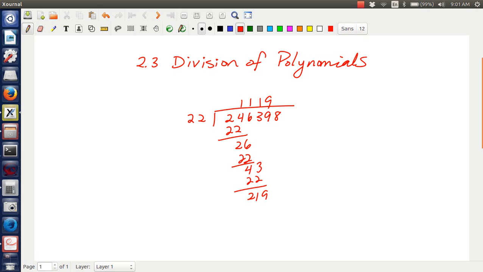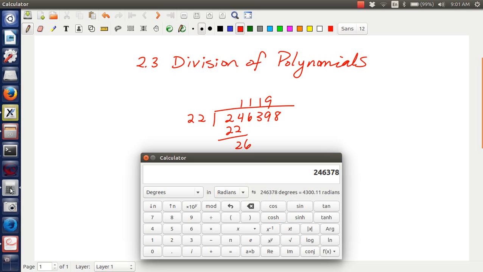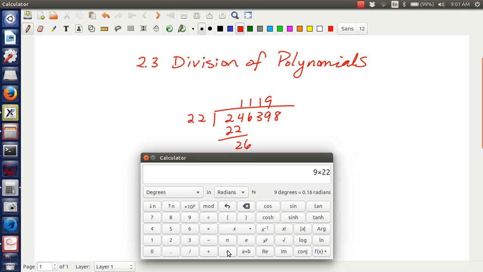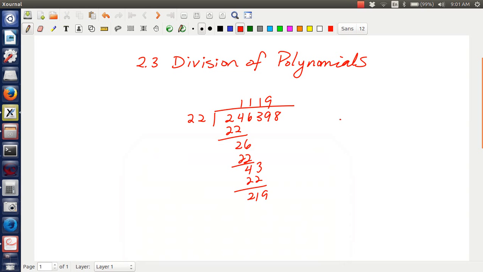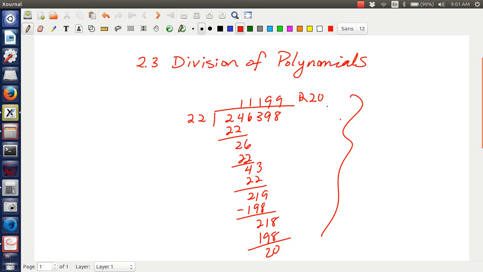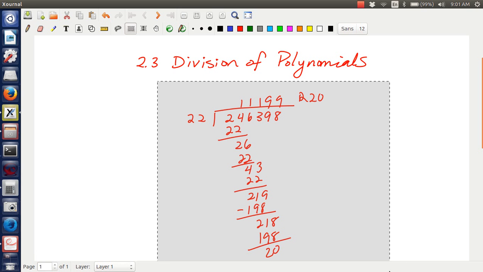Then 9 times 22, 198. And so you should get 21 again. And then you get 198, and you get 20. So you're going to get remainder 20. This process here, this awful process that we hated in elementary school, is coming back to haunt us. And this is division of polynomials.